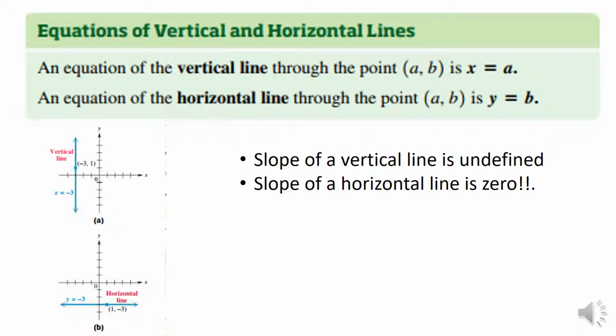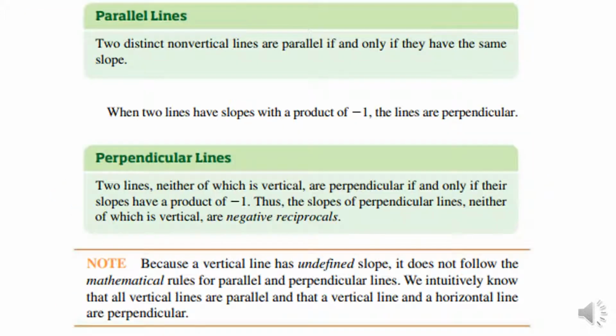We also will talk about vertical and horizontal lines. An equation of a vertical line that passes through the point (a, b) is x is equal to a. It is a vertical line. An equation of a horizontal line passing through the point (a, b) is y equal b. It is a horizontal line. The slope of a vertical line is undefined. The slope of a horizontal line is 0.